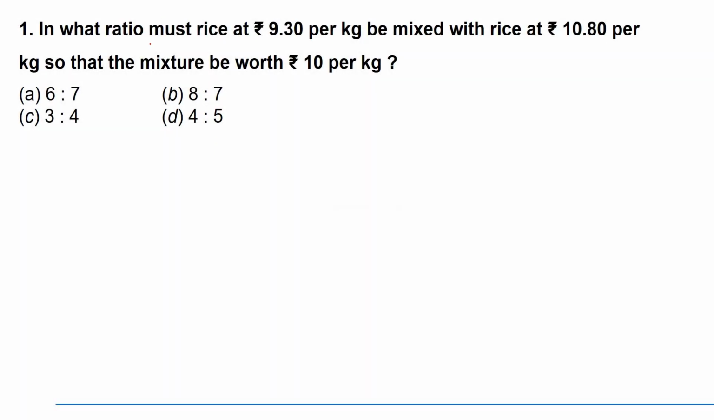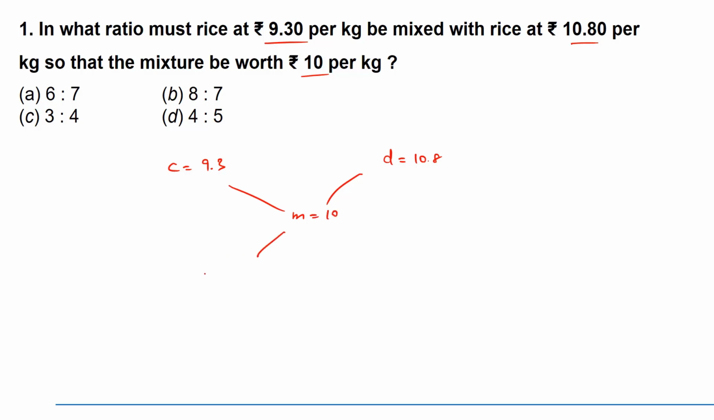First question. In what ratio must rice at 9.3 per kg be mixed with rice at 10.8 per kg so that the mixture will be worth rupees 10 per kg? Okay. Here C is equal to 9.3. This is the cheaper one. And D, that is the costlier or dearer one, is 10.8. And when it is mixed together, M should be equal to 10.